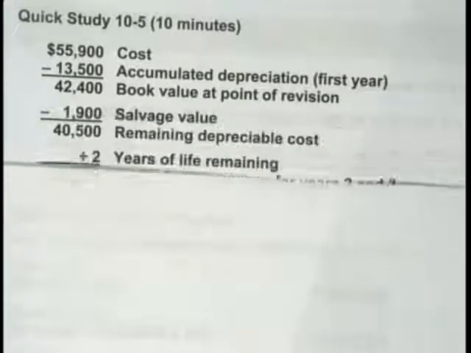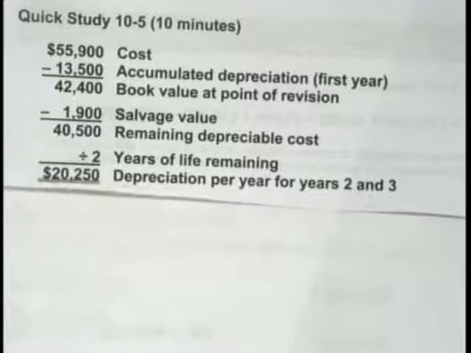So that's going to give us our numerator, and then we divide that by 2 years remaining. Okay? There's only 2 years left. We changed it to a total of 3 years, but there's only 2 years left since 1 year's gone by. And that means we're going to depreciate $20,250 for year 2 and for year 3. Each of those years will be $20,250. We're not going to go back and change year 1. Okay? We're just going to do this depreciation amount for each of the years, 2 and 3. Cool? All right, any questions on that?